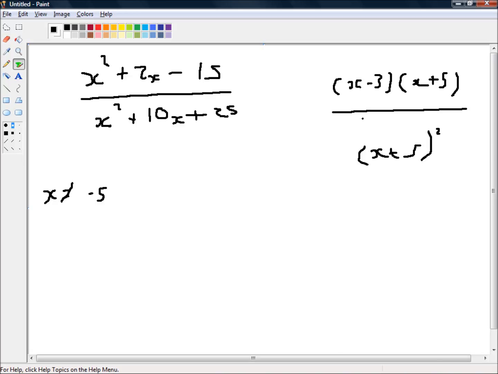Okay, so what have we got in common? Well, we've got an x plus 5 in common, so we can cancel the x plus 5 with one of the x plus 5's that make this a square. So this simplifies to x minus 3 over x plus 5. And that's all there is to it.